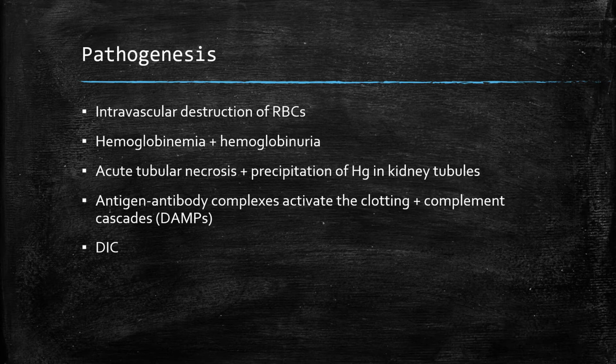This results in two problems for our patients. The first is that this hemoglobin is prone to precipitating in kidney tubules, which can lead to acute tubular necrosis and acute renal failure. The second problem is the more lethal complication. Free hemoglobin is recognized by the immune system as a damage-associated molecule. And so we end up with wide activation of the clotting cascade and the complement cascade. This ultimately can result in disseminated intravascular coagulation, which will be the terminal event in these patients.